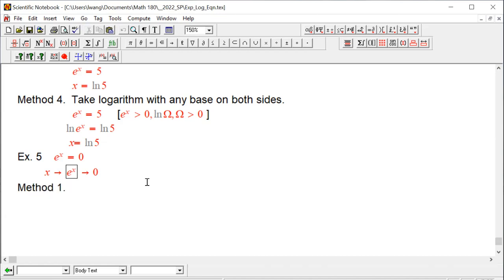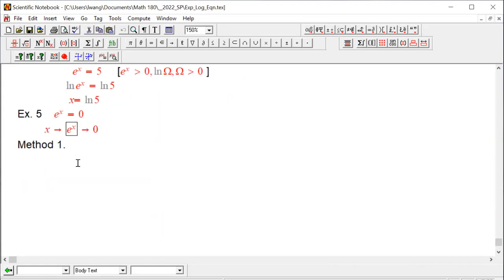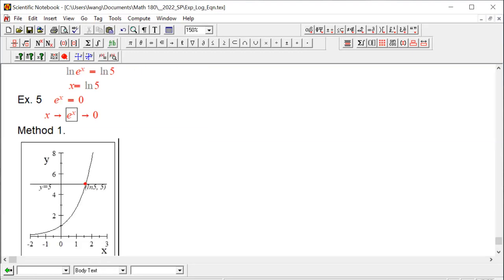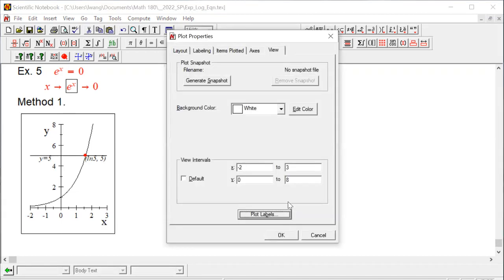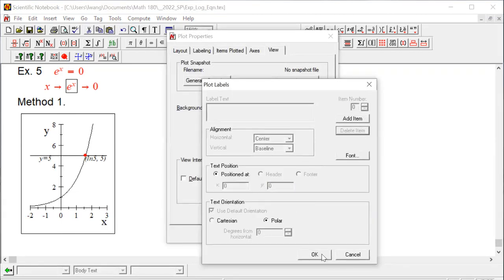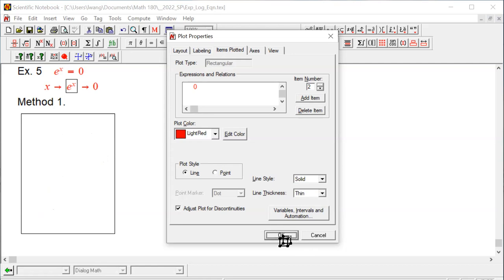Method 1. Okay, did we do the graph of e to the power x? Yes, we did it, but that time the output was 5, right? So now everything has to be changed, and the red dot is gone. This time the horizontal line is going to be 0, so I'm going to draw a red line here. Let's see what happens.